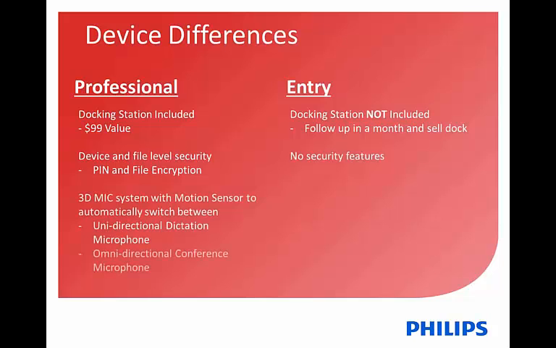On the professional, you have what we call a 3D mic system, which means you have 2 microphones, a unidirectional dictation microphone and an omnidirectional conference microphone. And you have a motion sensor that automatically switches between the two as you either pick up your recorder and use your unidirectional microphone, or lay it on the table and it switches to the omnidirectional conference microphone. With the entry products, you have stereo microphones. So it is stereo recording. There are still 2 microphones in it, but it is stereo microphones for recording.